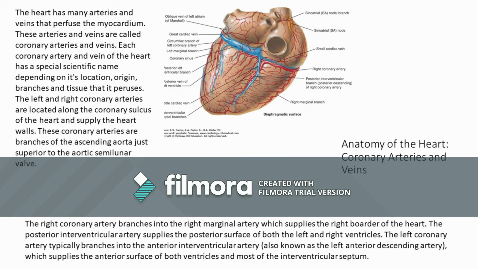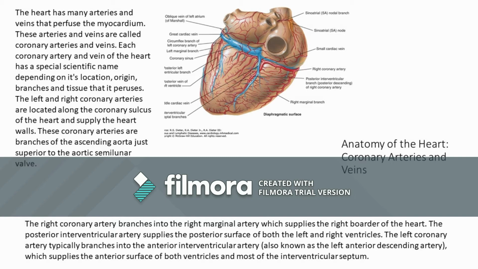Arteries and veins are called coronary arteries and veins. Each coronary artery and vein of the heart has a special scientific name depending on its location, origin, branches, and tissue that it perfuses. The left and right coronary arteries are located along the coronary sulcus of the heart and supply the heart walls. These coronary arteries are branches of the ascending aorta just superior to the aortic semilunar valve.